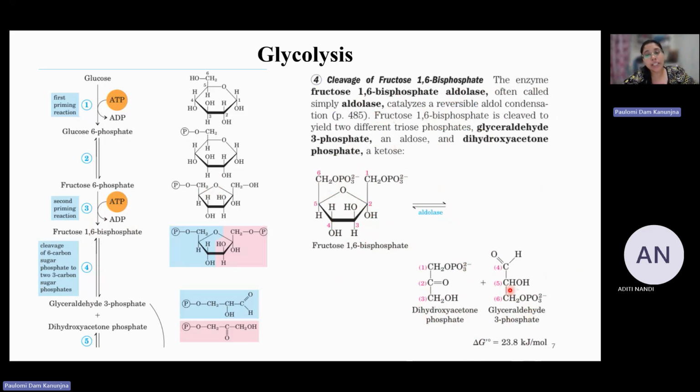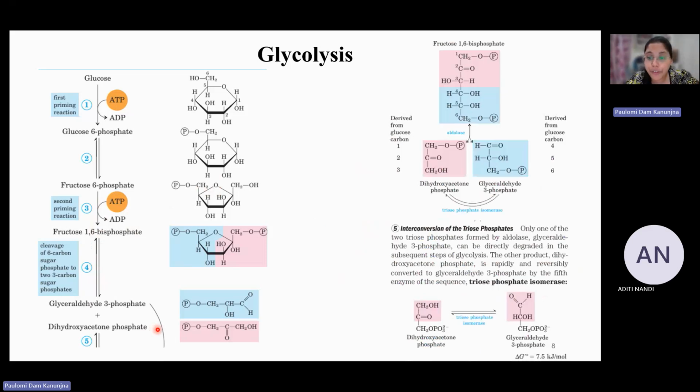Now, what is happening here is suddenly you have two new products coming up. It's been, all this while, one substrate, one product, one substrate, one product. At the fourth step, you have two products, which are glyceraldehyde 3 phosphate and dihydroxyacetone phosphate. Now, what happens in the fifth one?